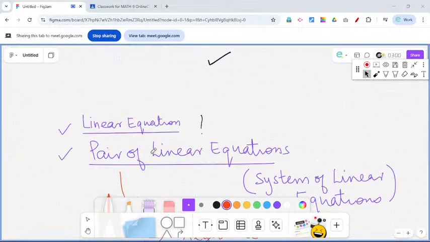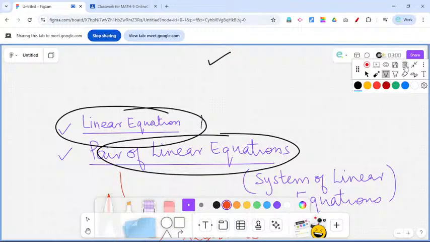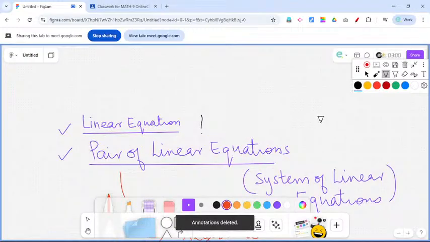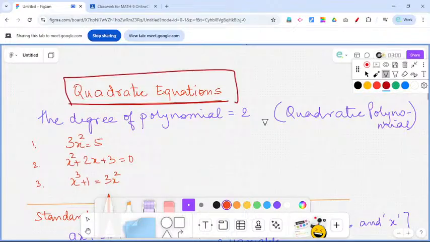So this was about linear equation and pair of linear equations. Now today we will try to understand quadratic equation, what we mean by quadratic equations. In a linear equation, the highest degree of the variable is 1. In a quadratic equation, the highest degree is 2.